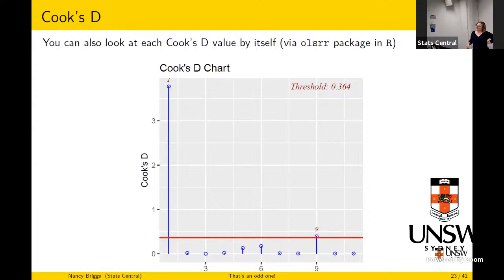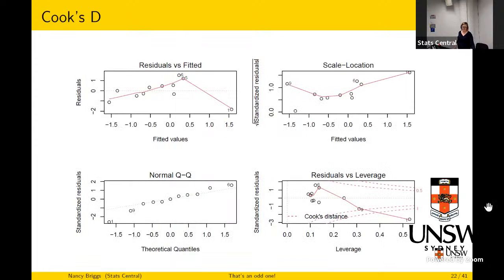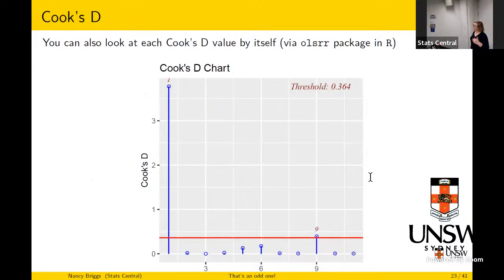Or you can simply look at the Cook's D values graphically like this, rather than in that plot where it might be a little hard to see. You can plot the Cook's D values, where the x-axis is the position in your data set. You can see the very first one is the extreme observation, and its Cook's D value is quite high. The red line is a threshold, and it corresponds to 0.364.